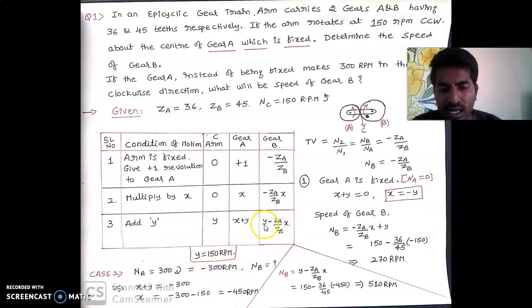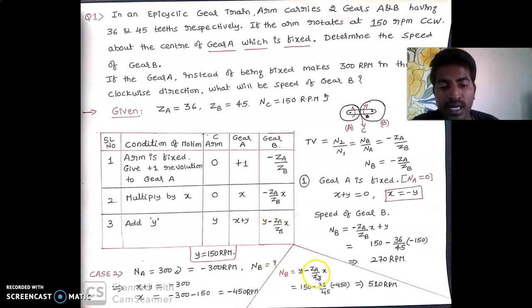Again use this data only to find the value of speed of the gear B. Now x plus y is equal to minus 300. Is it very easy? NA means this x plus y. X plus y is equal to minus 300. X is equal to, put this y that side, that is my 150 that side. It is minus 150. Now 300 and 150 will be minus 450 RPM. Now put it here.